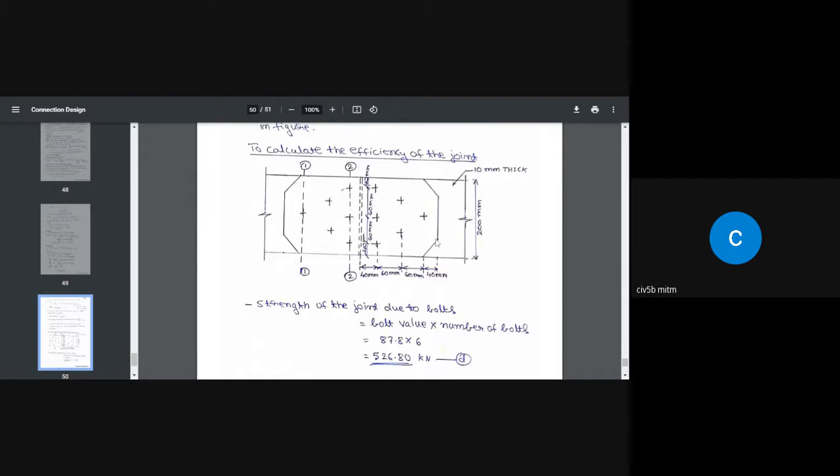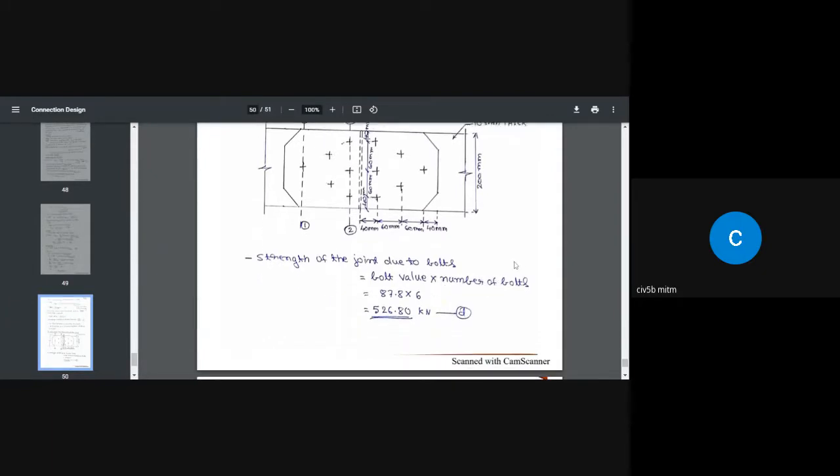This is the shape of the cover plate. See, this cutting is done. Ignore it, or else, if you want, you can show this as complete. Don't get confused with this cutting. So what we need to do is check the strength of the main plate along section 1-1 and the strength of the cover plates along section 2-2.